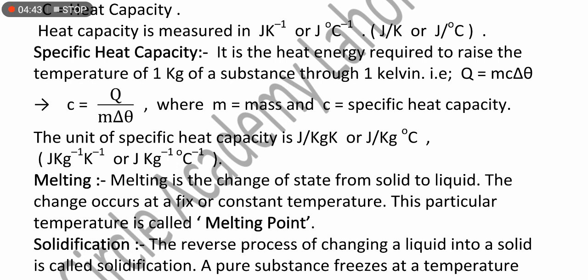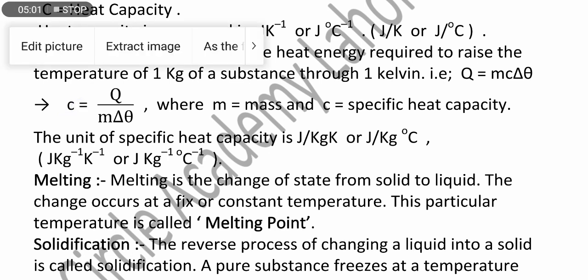That is, capital Q, which is heat energy, is equal to mc delta theta. Now here we are using the small c and small m. Small m for mass and small c is representing the specific heat capacity. Now here you can see the formula that small c is equal to Q over m delta theta. Now the unit for the specific heat capacity is joules per kg Kelvin or joules per kg degree Celsius.